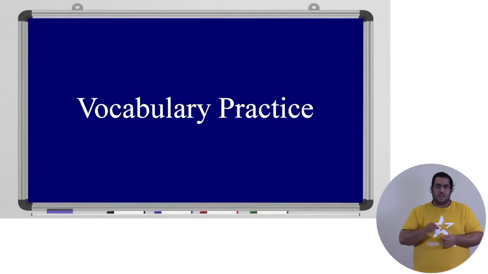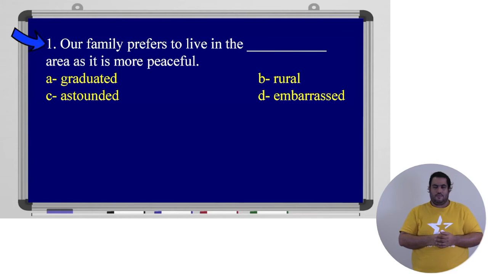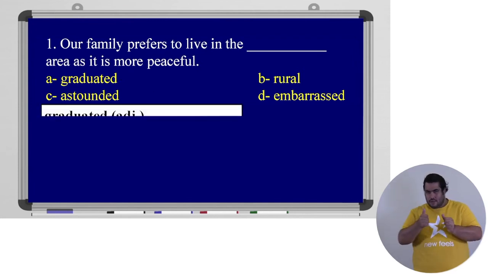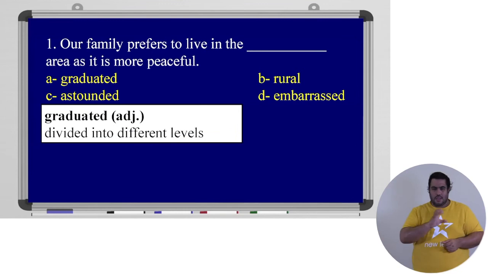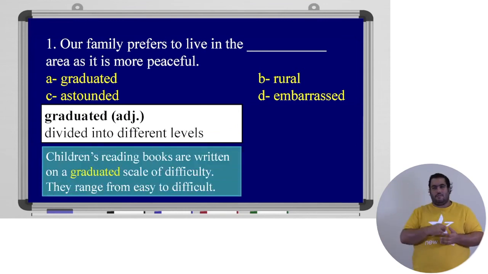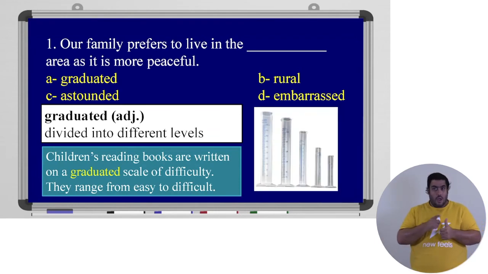Let's look at number 1. Our family prefers to live in the rural area as it is more peaceful. First, take a look at the multiple choice we have. We have the word graduated. Graduated means divided into different levels. For example, children's reading books are written on a graduated scale of difficulty, from easy to difficult.